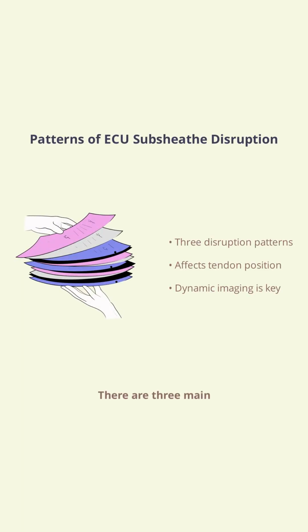There are three main patterns of ECU subsheath disruption: ulnar rupture, radial rupture, and periosteal detachment. Each leads to different positions of the tendon during wrist movement. Recognizing these patterns is important for planning treatment, as some may require surgical repair. Dynamic ultrasound can help distinguish between these types by visualizing tendon movement in real time.